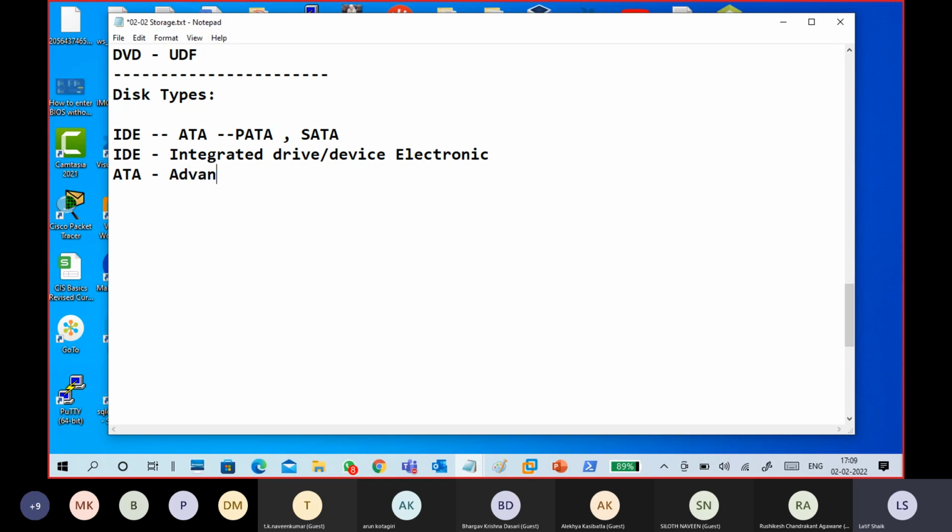ATA is advanced technology attachment. PATA means parallel advanced technology attachment, SATA means serial advanced technology attachment. Guys, anything here is a hard disk only. Whether it is SATA or PATA, it is basically a hard disk. SATA type of hard disk, PATA type of hard disk.